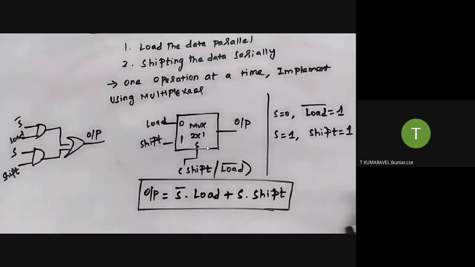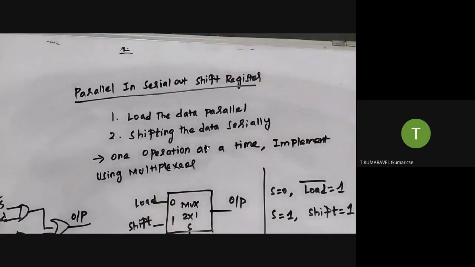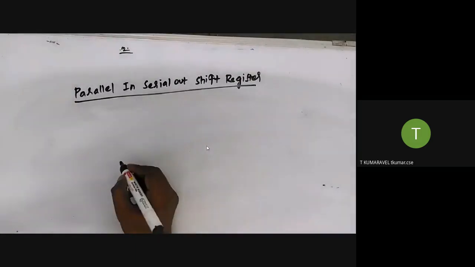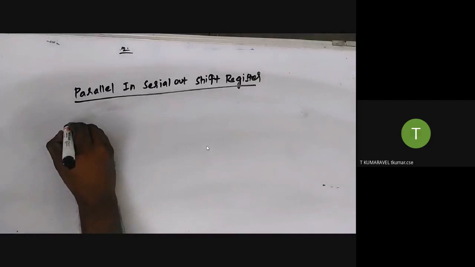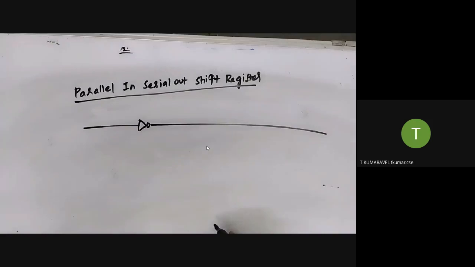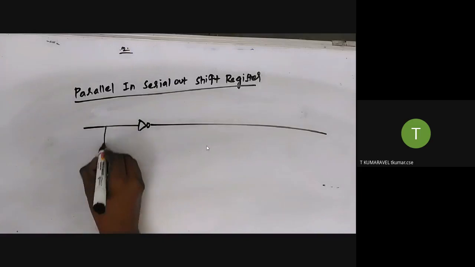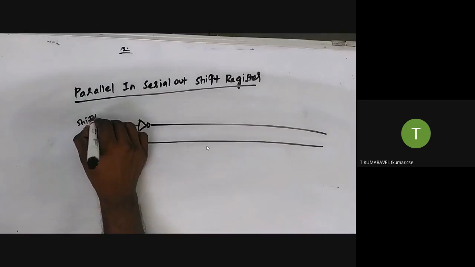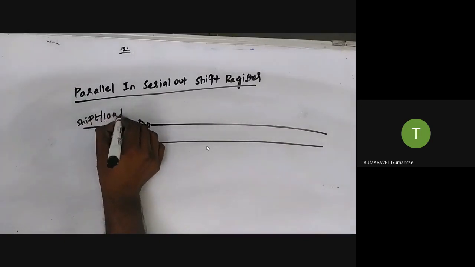No, sir. Okay. Next I'm going to write the logic diagram of parallel in serial out. How do you draw that? First, the control signals are available. What is the next one? The control signals are either shift or load bar.